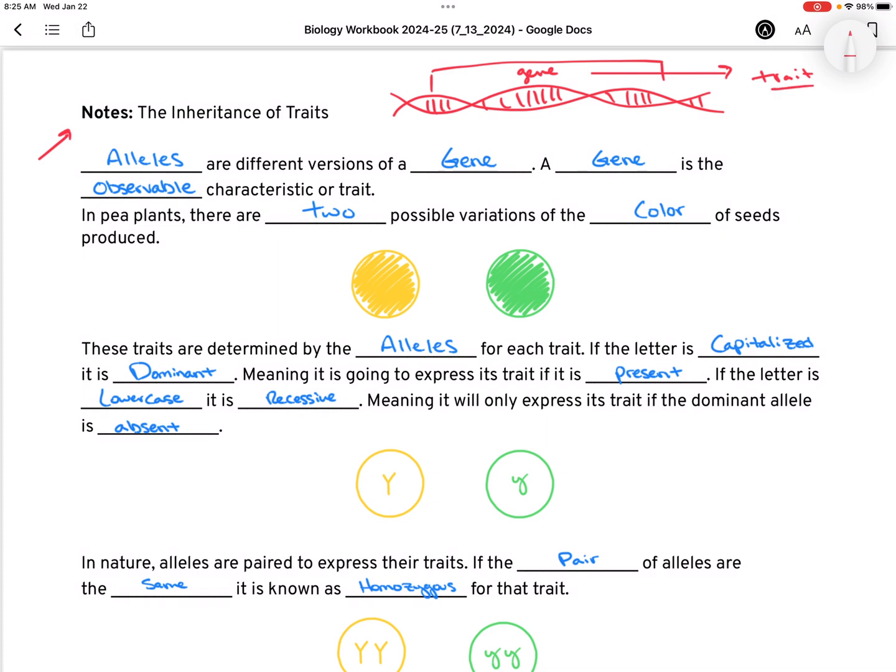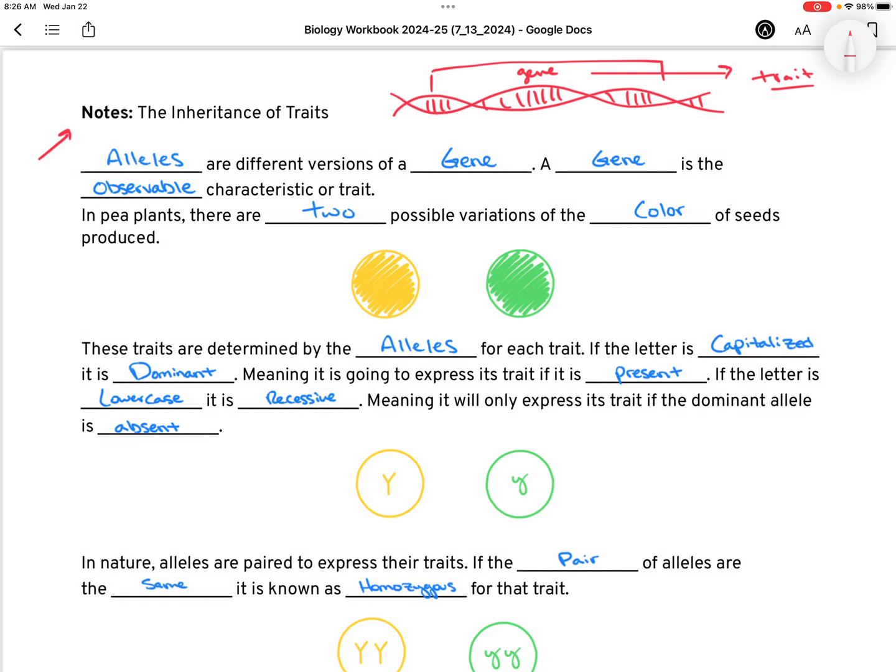The trait that we're going to be observing in this example is the color of pea plants. In pea plants, there's only two possible variations. We can have yellow or green. This gene, in either a yellow or green plant, is going to express yellow or green, and the different varieties of that are called alleles. They're different versions of the same thing.